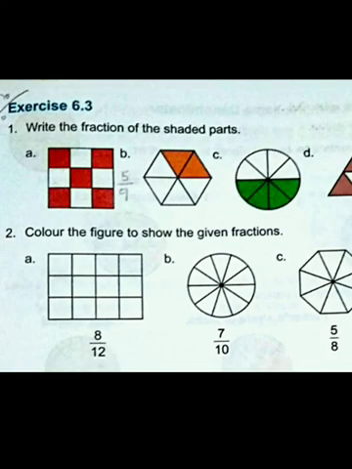Question number 2, color the figure to show the given fractions. In question number A, we have the fraction 8 by 12. The denominator 12 represents the total number of parts in which the whole thing is divided, and 8 represents the number of the shaded parts. So we're going to color 8 parts. Let's count 1, 2, 3, 4, 5, 6, 7, 8. We're going to color 8 parts.